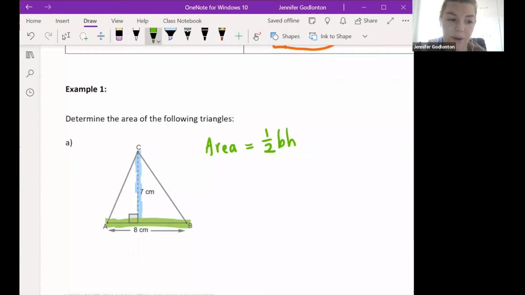You don't have to write that. Okay. So my area is going to be half of 7 times 8. So I'm going to have 28. Now, when we're dealing with area, what units would we use? Up till this point, we've only done perimeter, so we've only had a specific unit. What do we do now that we're dealing with area?